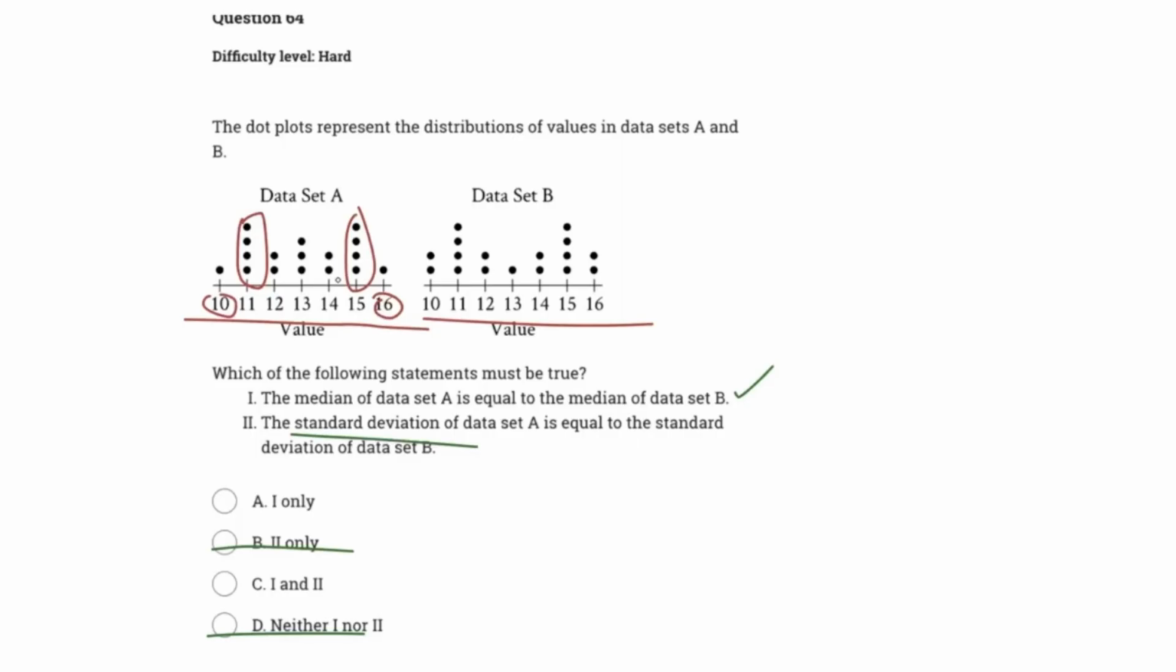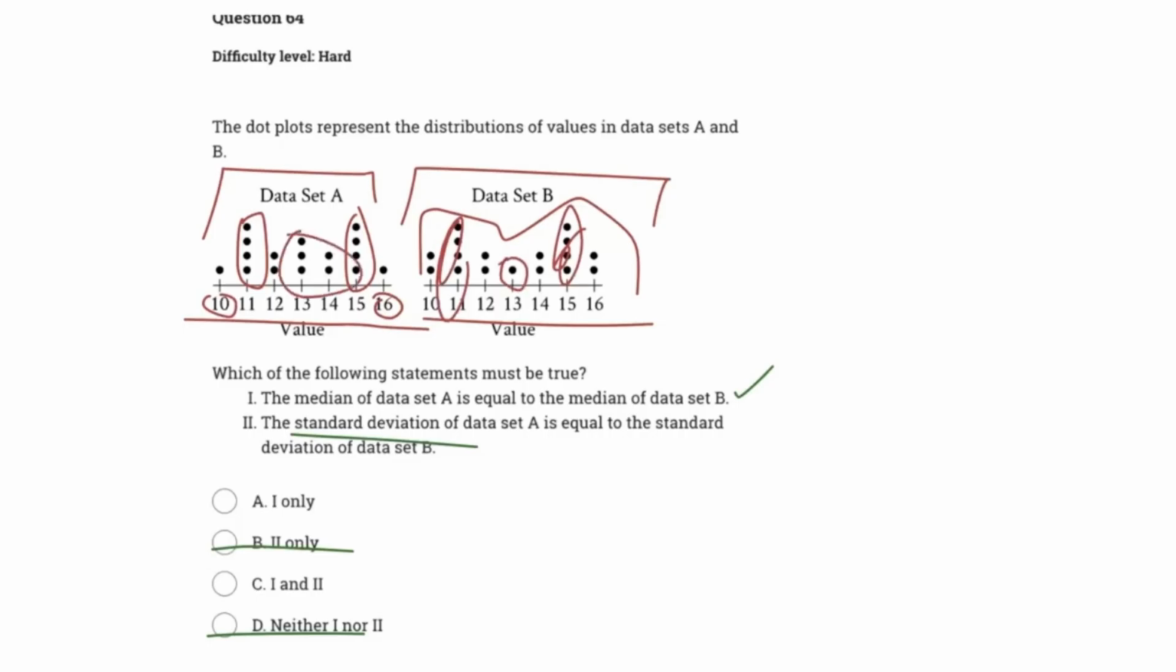Now, going back to standard deviation. Standard deviation is the measure of spread in the data. So the farther away a point is from the center, the greater the standard deviation. Even though they're both symmetrical, dataset A and dataset B look different. Dataset B has the same number of points at 15 and 11, but only has 1 point at 13. Whereas dataset A has a more condensed standard deviation because of all those points at 13, so their standard deviations cannot be the same, and therefore the correct answer here is going to be A, 1 only.